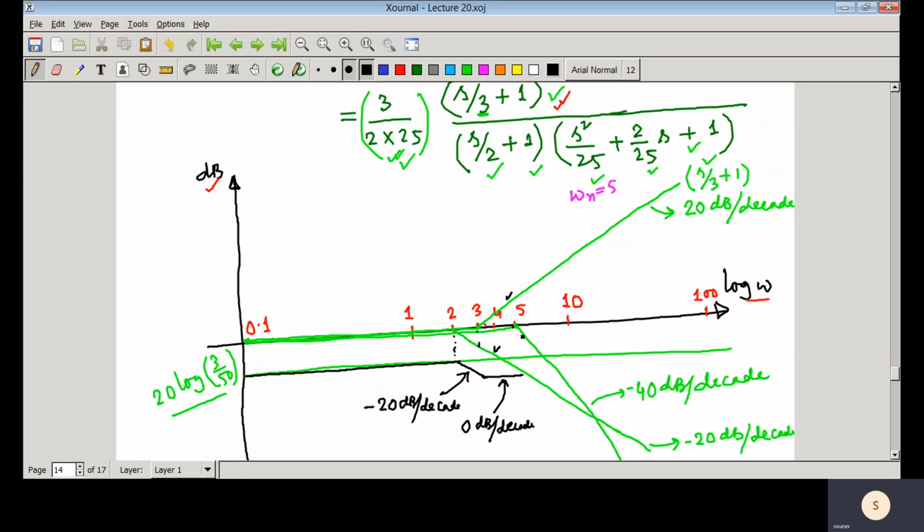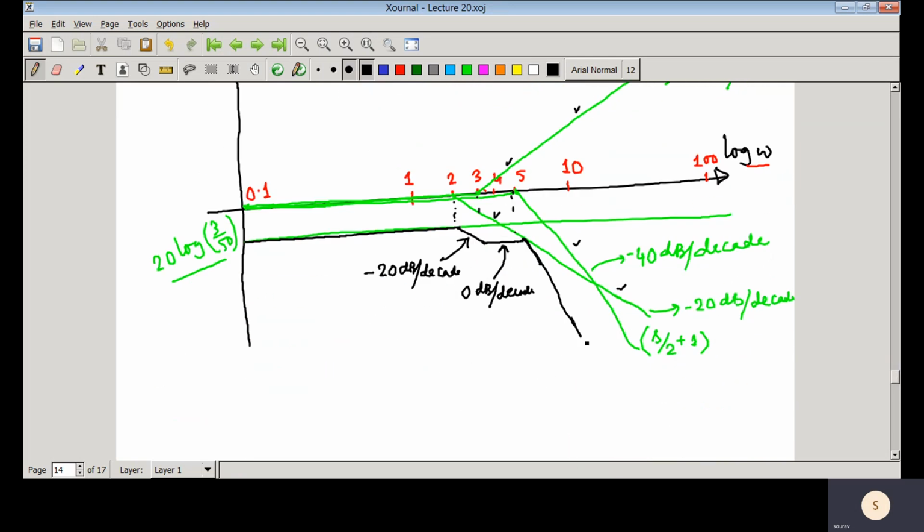And after 5, this slope and that slope will be cancelled out, so only the extra slope is there, that is minus 40 dB per decade. So that means here we can see that there would be a slope that is minus 40 dB per decade.